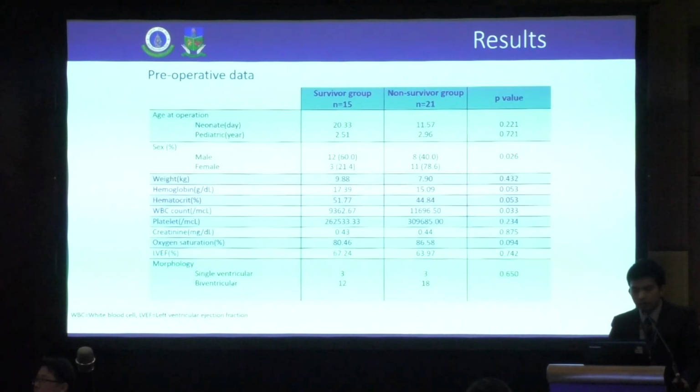This table shows the preoperative data. Male patients seemed to survive more than females, but the mean white blood cell count in the non-survival group was higher than in the survival group, which was statistically significant. Mean neonatal age at the operation in the non-survival group was less than in the survival group. Hemoglobin in the survival group was higher than in the non-survival group, but there was no statistical difference. The other variables showed no statistical difference.